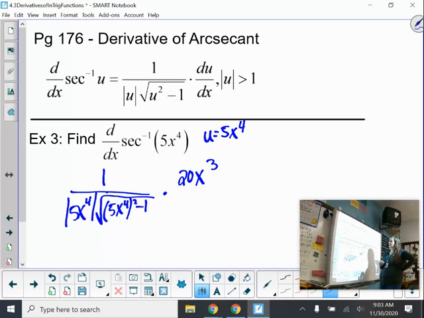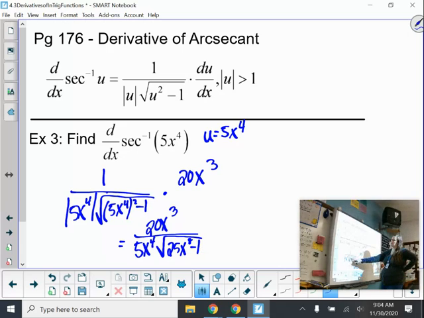So going through and simplifying this a little bit, I'm going to have 20x to the 3rd all over this absolute value of 5x to the 4th. I can actually get rid of the absolute value. 5 is already positive. X to the 4th has to be a positive number because it's an even exponent. So I can just make that 5x to the 4th, and then I have my square root, and this will be 25x to the 8th minus 1.